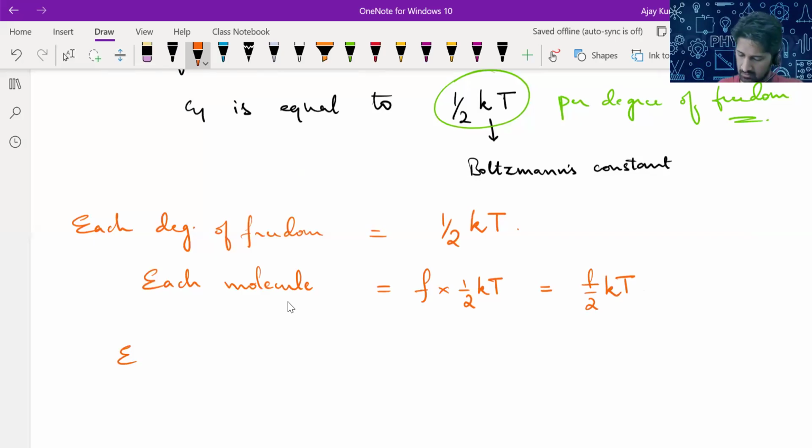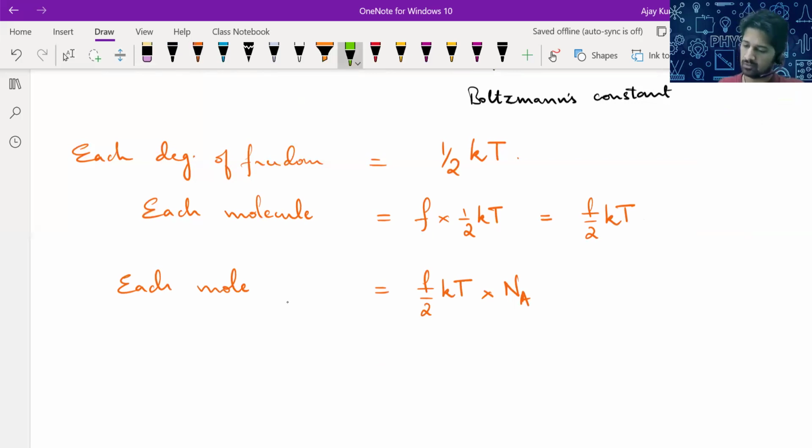Then how much energy does each mole of a gas store? One mole is Avogadro number of molecules. Now each molecule is storing F by 2 kT amount of energy, and to make up one mole, you need to multiply that with Avogadro number. There'll be those many molecules. So this is the energy stored per mole. Now k is Boltzmann constant, Na is Avogadro number. k multiplied with Na becomes R, which is what we call the universal gas constant. That is the R that you see in PV equals nRT.